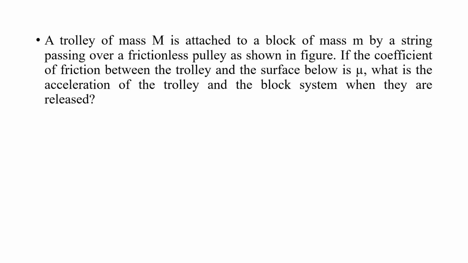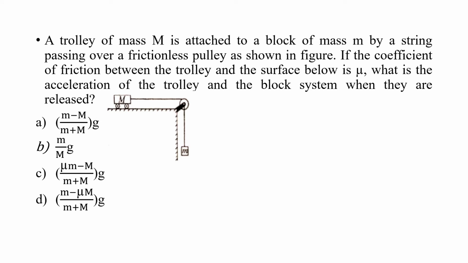Next question, a trolley of mass m is attached to a block of mass m by a string passing over a frictionless pulley as shown in figure. If the coefficient of friction between the trolley and the surface below is mu, what is the acceleration of the trolley and the block system when they are released? Figure is given and the options are A, m minus m by m plus m into g, B, m by m into g, C, mu m minus m by m plus m into g, and option D, m minus mu m by m plus m into g.